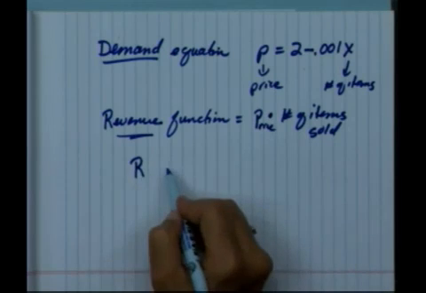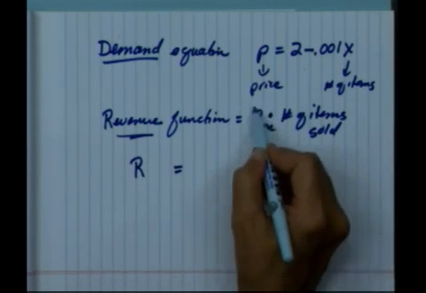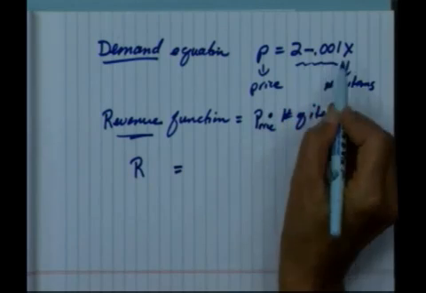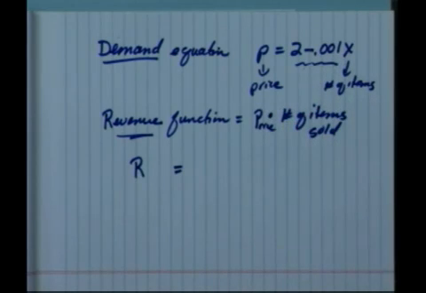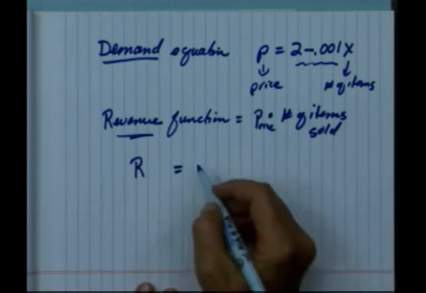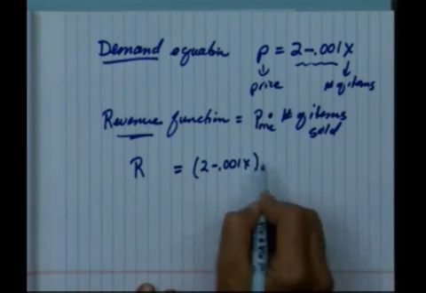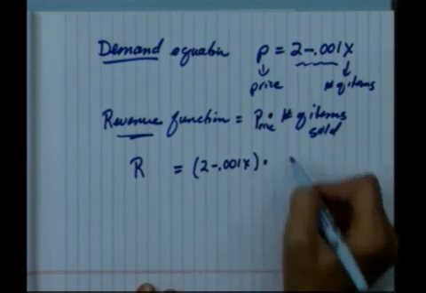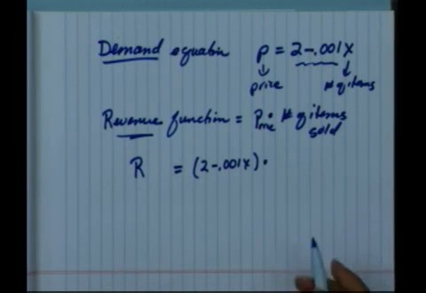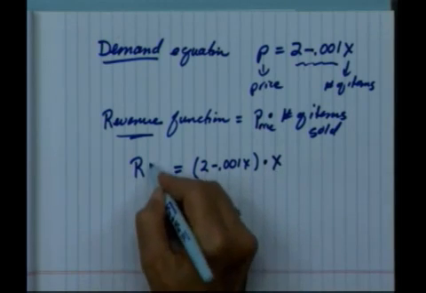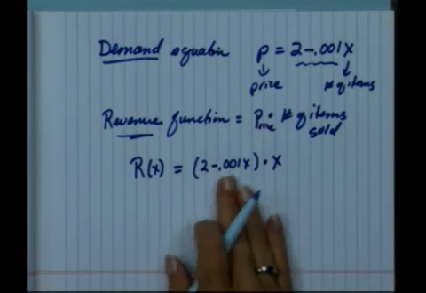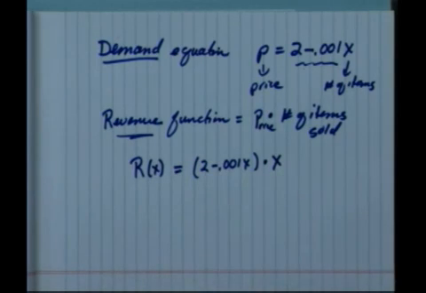So revenue then is going to be equal to, well, here's the formula for price because you're getting a little price break if you buy a bunch. So price is 2 minus 0.001x. And then how do you represent number of items sold? X. So revenue is price times X. That was a little bit too easy, wasn't it?